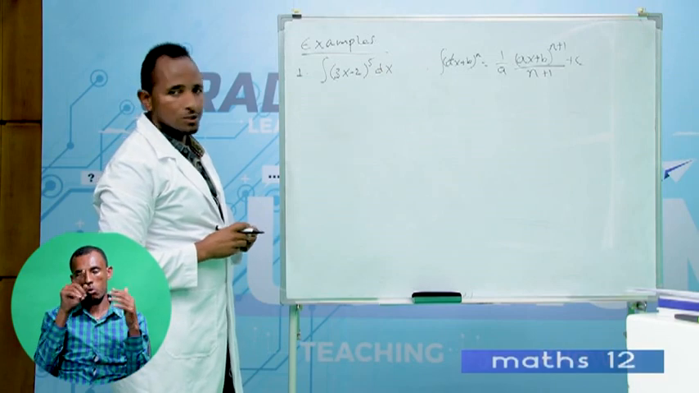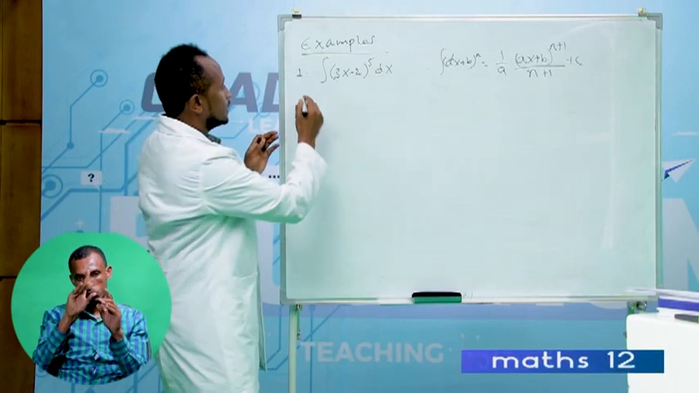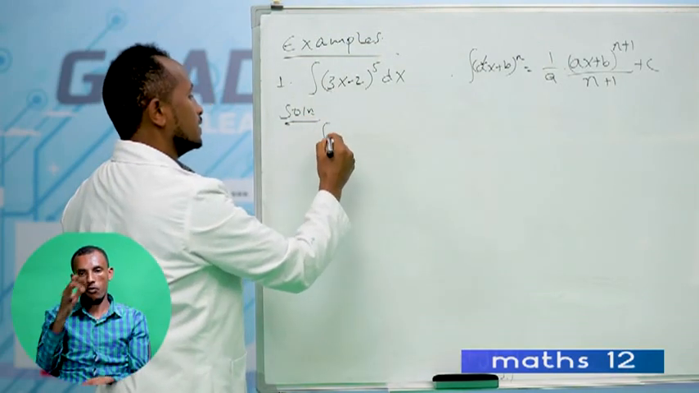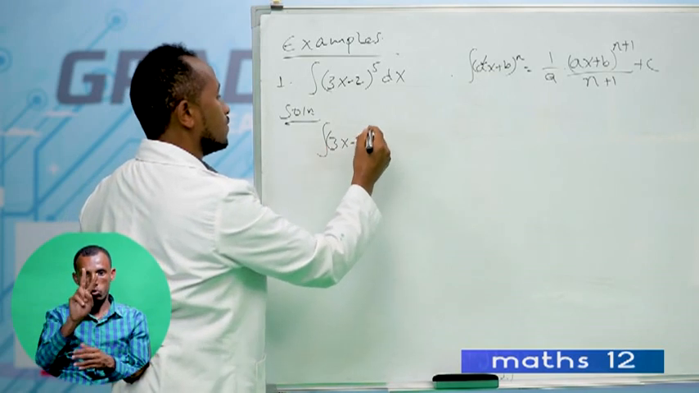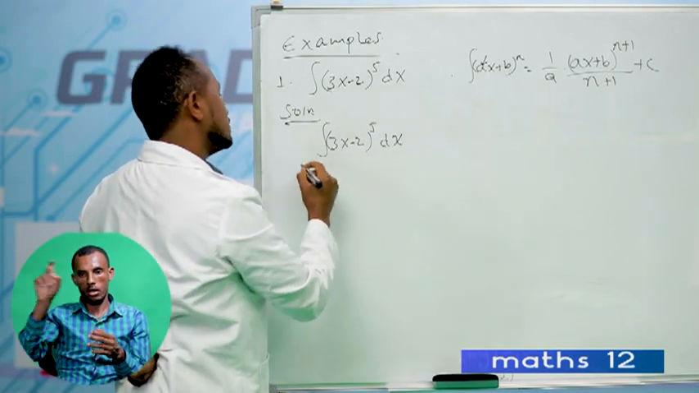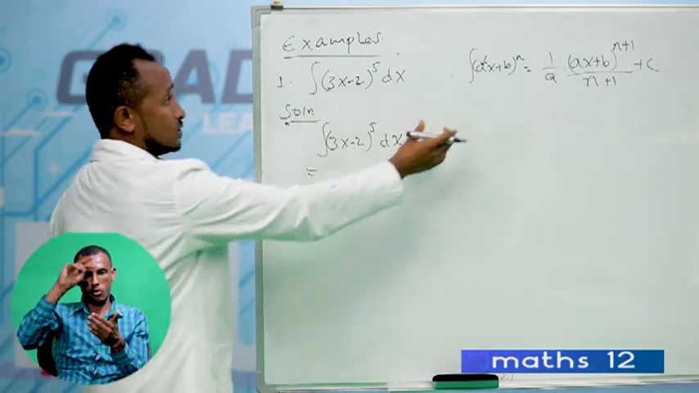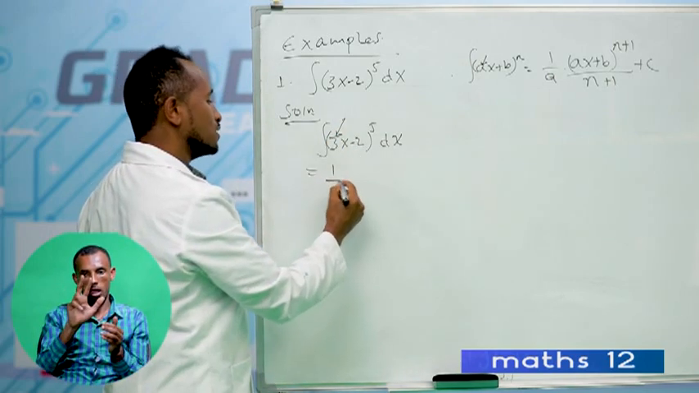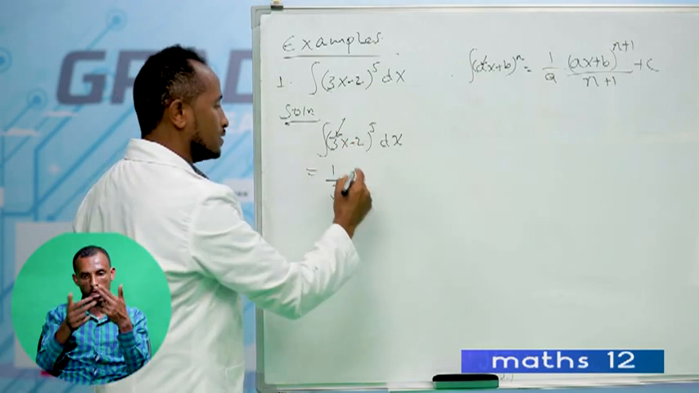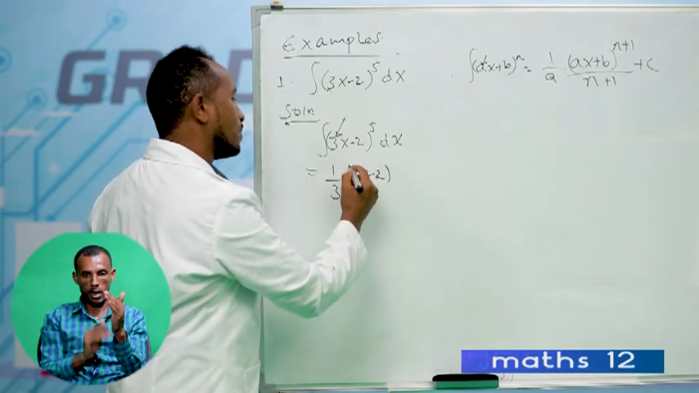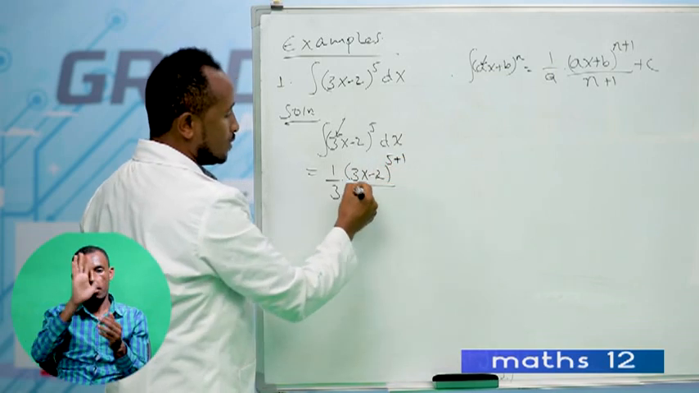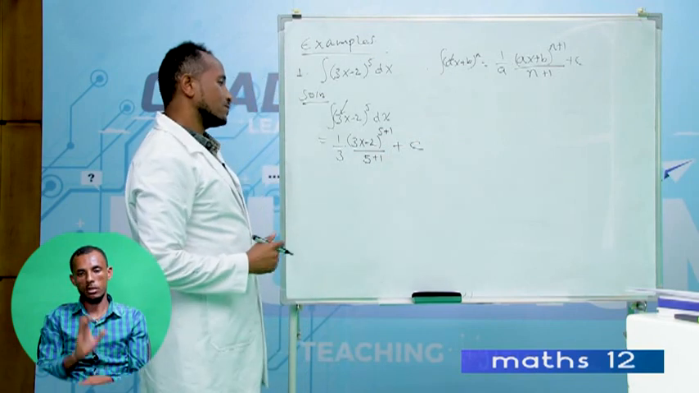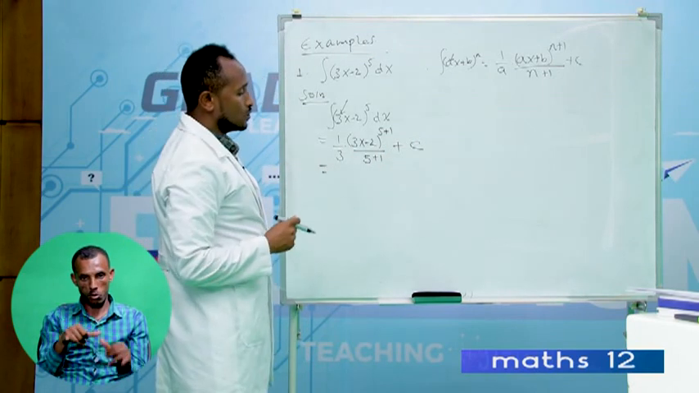I hope you tried the question. So let's do it together. Solution: the integration of (3x - 2)^5 dx. This is a power function expression, so we can use this formula. In this case, a is 3, so take the reciprocal of 3, which is 1 over 3, times (3x - 2)^(5+1) over 5 + 1, plus some constant c. Don't forget c, the integration constant.